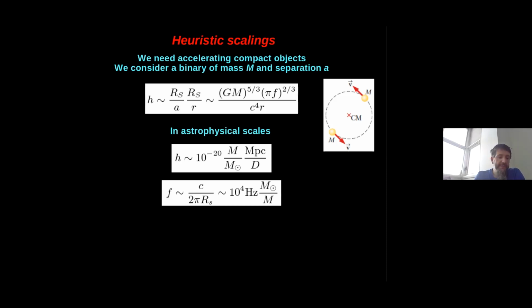So you have a binary. Let's take two black holes, okay? And the size of the system is the semi-major axis of the binary, or the separation. It's A, okay? A is the separation of the two holes.